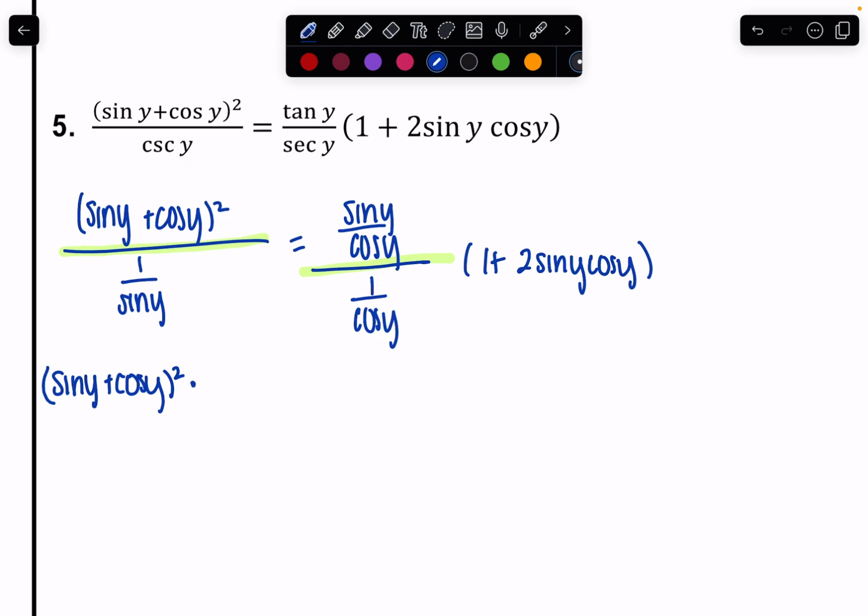So for this first one, I keep the same sine y plus cosine y squared, but I multiply that by sine y over 1, or just sine y, right? I flip it. So that's division. You multiply by the reciprocal. That's equal to, I keep this numerator the same, sine y over cosine y. I multiply that by 1 over cosine y flipped. So cosine y over 1. That's still getting multiplied by this group in parentheses here.